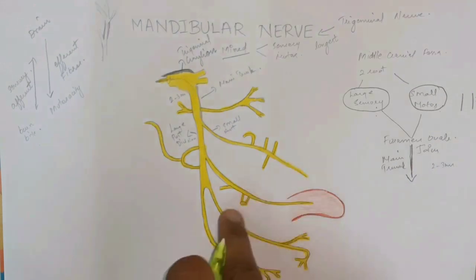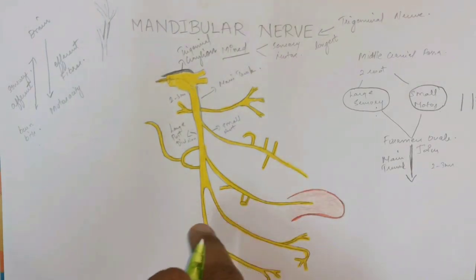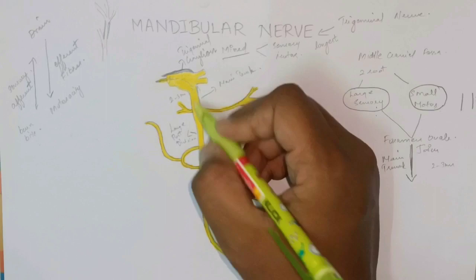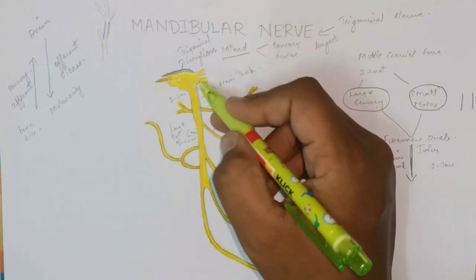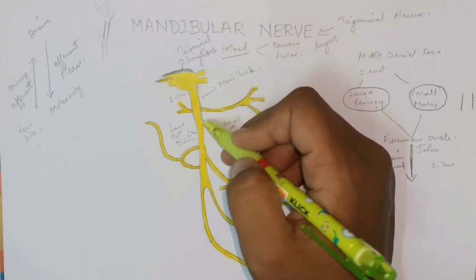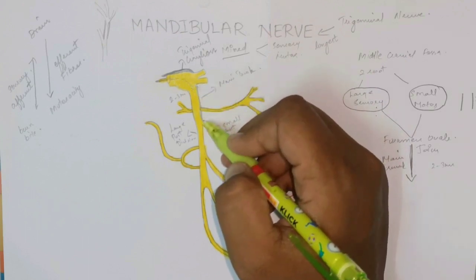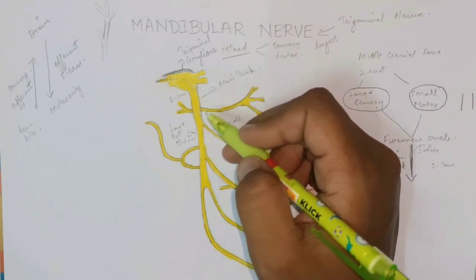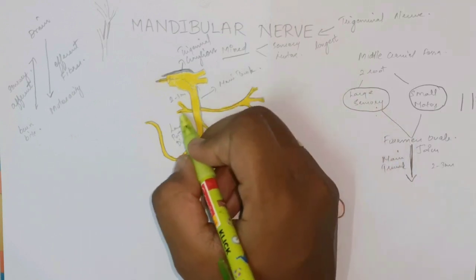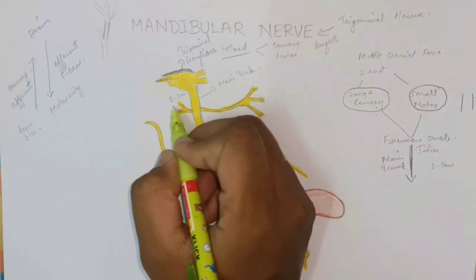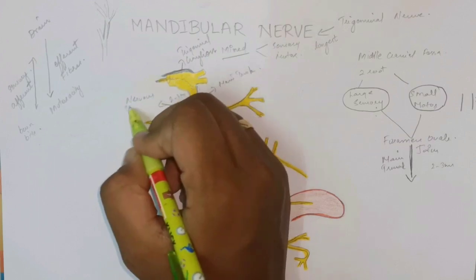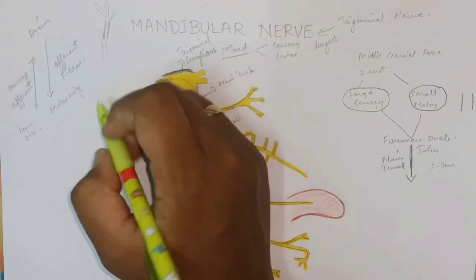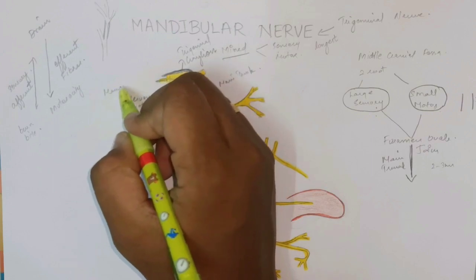And after that, let us see each branch in detail. This trunk portion, the entire trunk portion, will give, as I said earlier, 2 branches. In these 2 branches, the first branch is your meningeal branch. It is also called nervus spinosus, or meningeal branch.